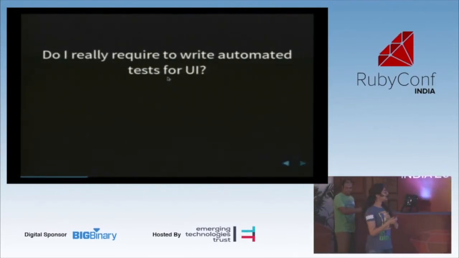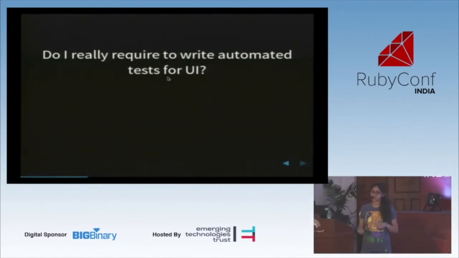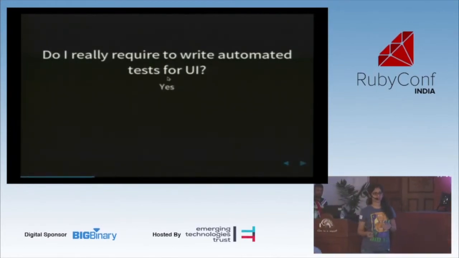Automation is nothing but the use of a testing tool to control the execution of tests. It helps you save on regression time.